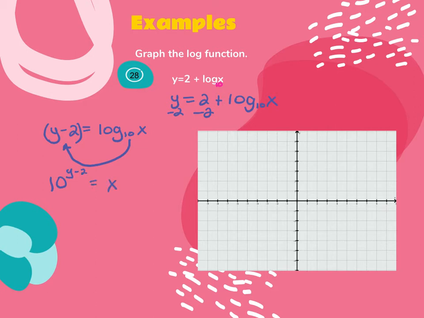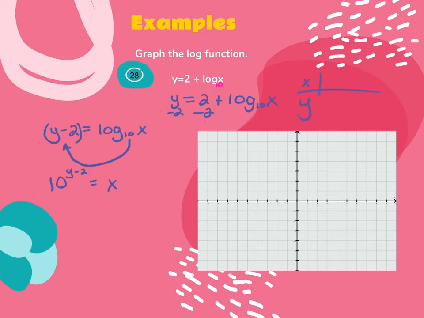So if you have anything other than the log on that side, you have to get rid of the other stuff first. If it was like this, where we're adding something, we're going to subtract it. If there was a negative on the front of the log, I would have multiplied everything by a -1. If there was a number multiplied on the front of the log, I would divide both sides by it. So you have to move everything away from the log before you can convert it.